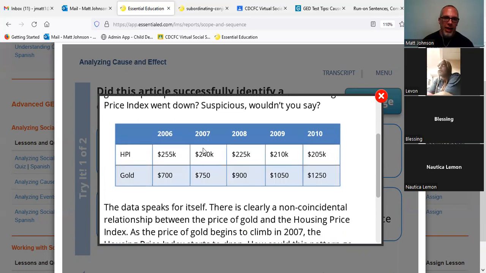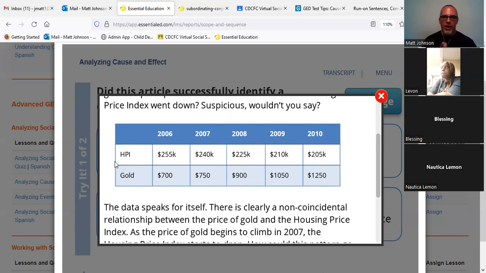And here they have a little table, right? So HPI, we'll talk about that a little bit, the housing price index. The housing price index is sort of like it measures the change in cost of residential housing. So it's sort of like average prices of homes.